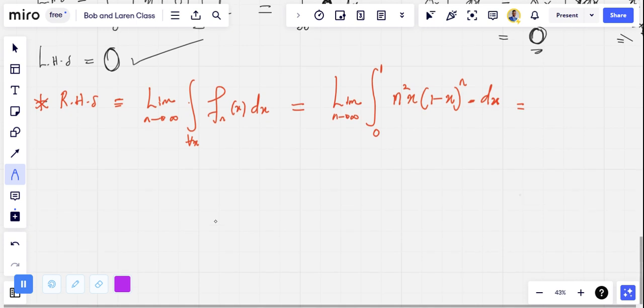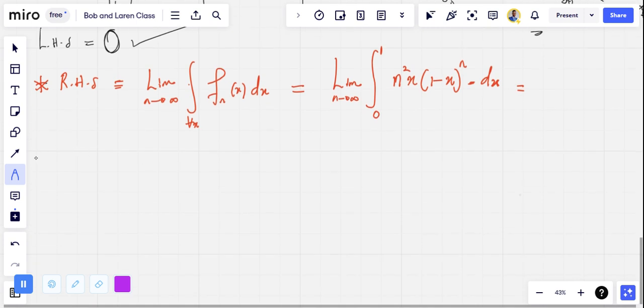So let me write that down here. I still have my right hand side as the limit as n tends to infinity. I already said that this n squared will come outside from the integral. I have 0 goes to 1. Then I'll be left with just x times (1 minus x) raised to the power of n, then dx.